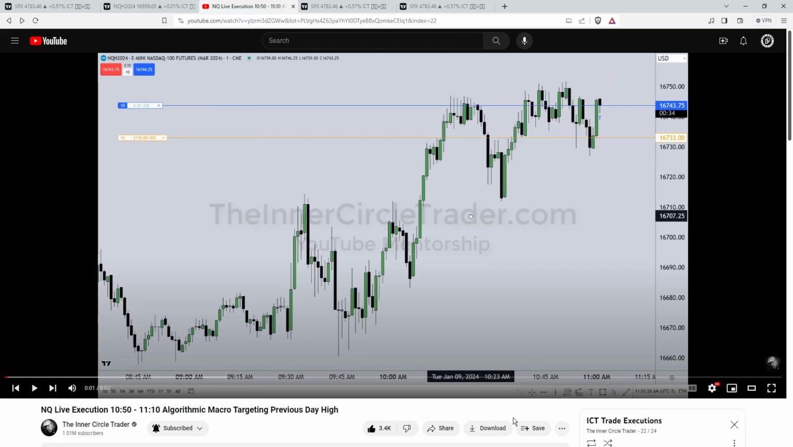So between the 10:50 to 11:10 window, there's a potential trade setup that forms, or a trade setup has already formed, and it's going to be expanding towards liquidity or to rebalance an inefficiency.